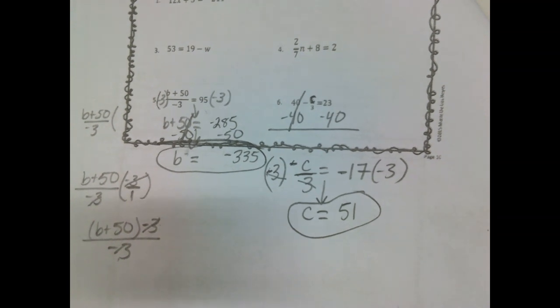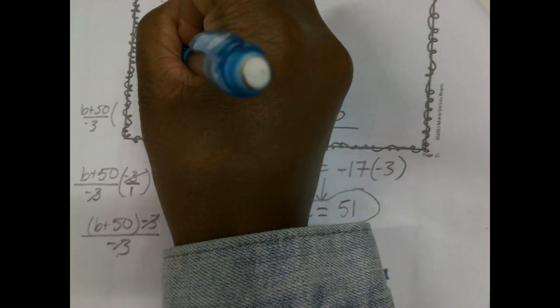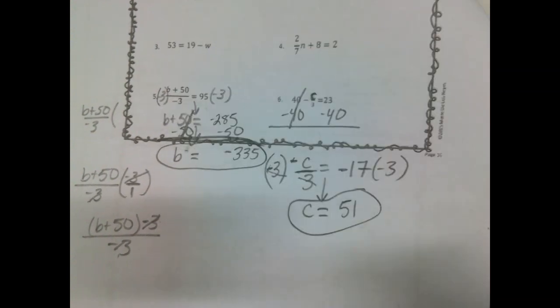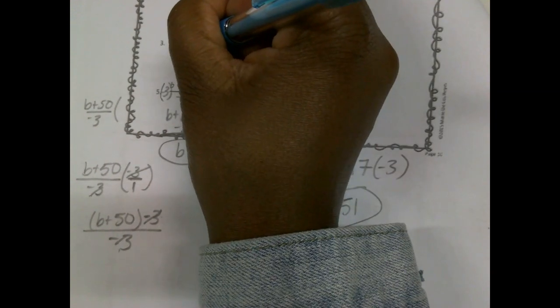What are we adding? What's on the same side as W? 19. What kind of 19 is it? Okay, so how do we remove a positive 19? We're going to subtract it. Does that make sense? Good job.